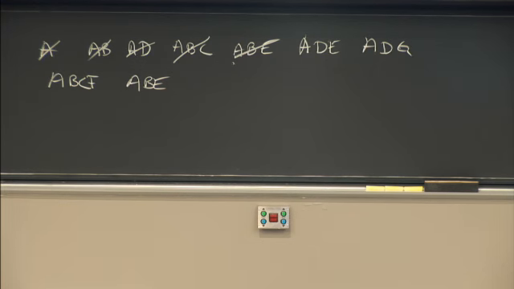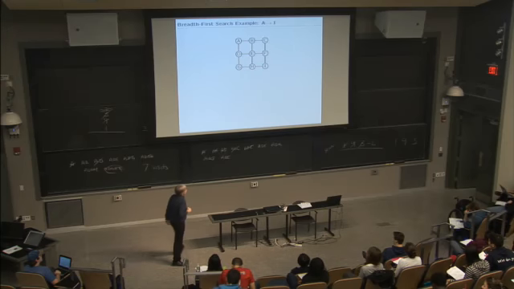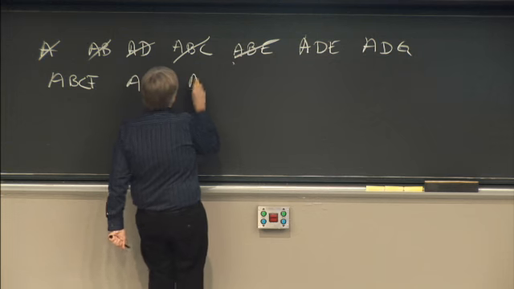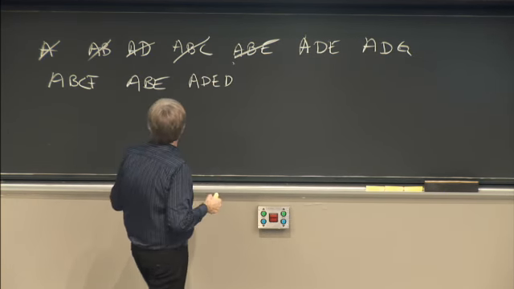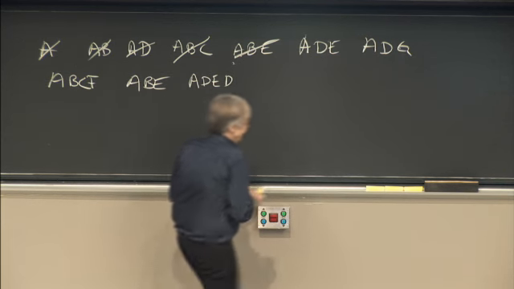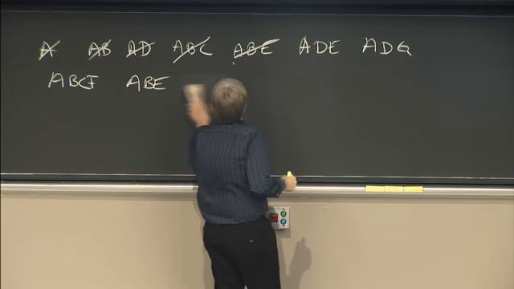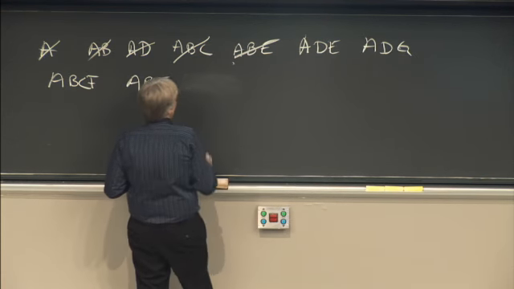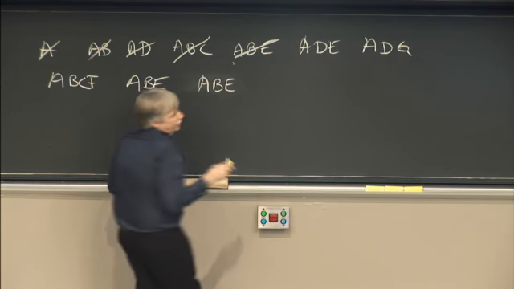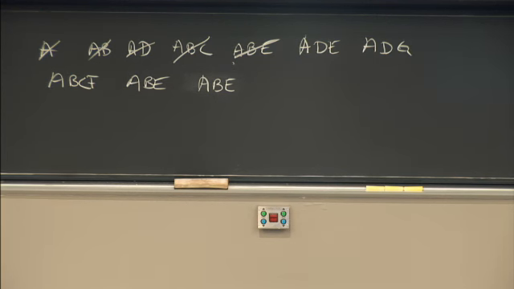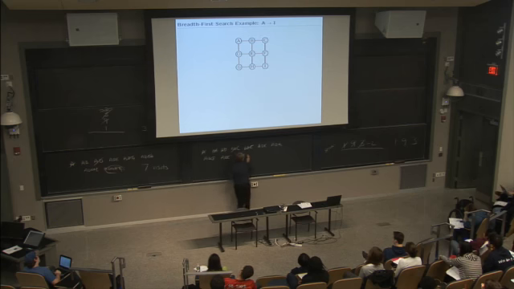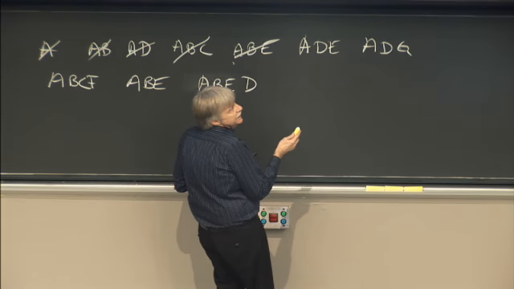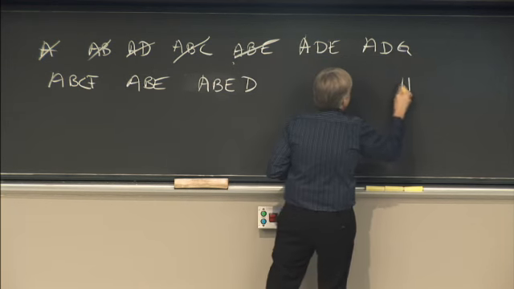ABE. E could go to B, that's brain dead, D, F, or H. Wait, I'm supposed to be doing ABE followed by something. I don't want B. D is fine, F is fine, and H is fine. So ABED, ABEF, and ABEH.